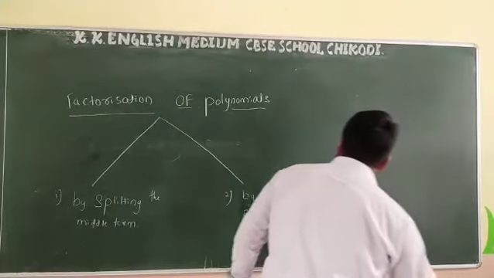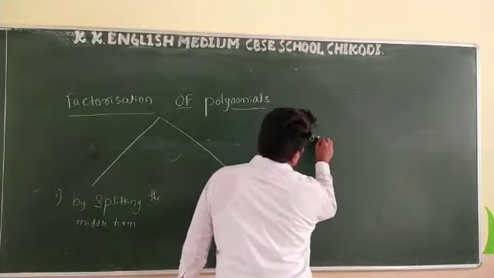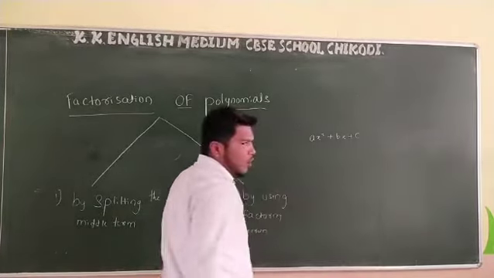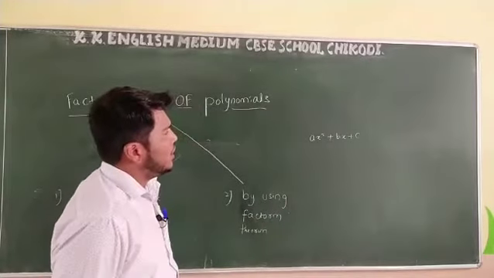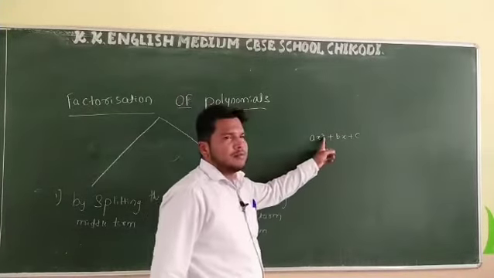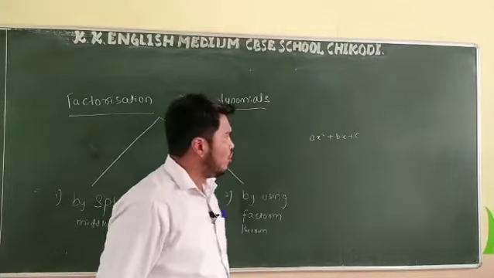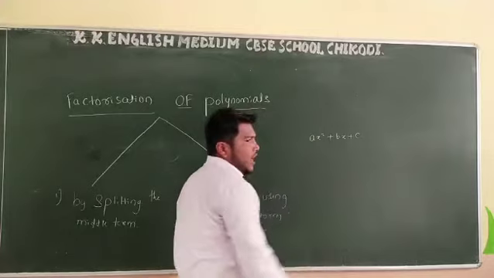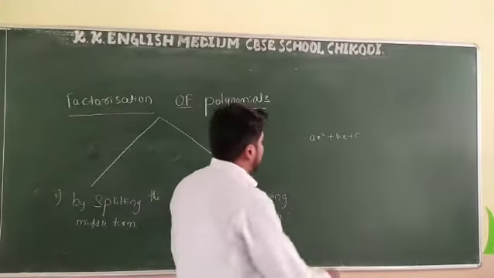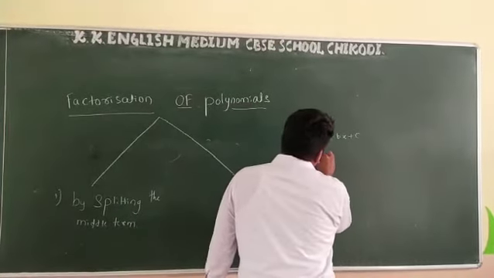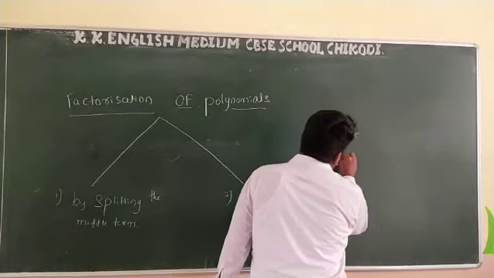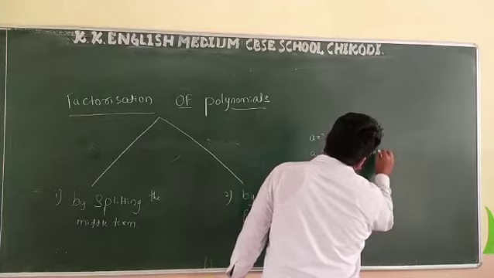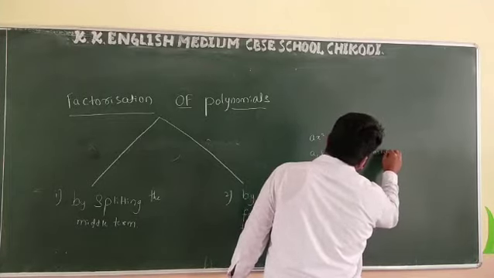Consider the expression ax square plus bx plus c. This is a quadratic polynomial, because the highest power, the degree of the polynomial, is 2. Here a, b and c are constants.